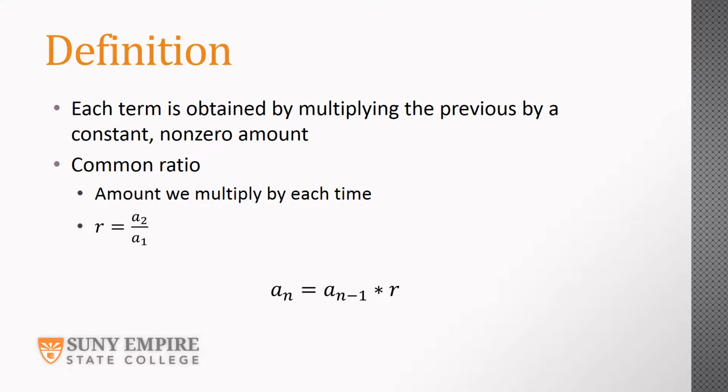The basic idea of a geometric sequence is very similar to that for an arithmetic sequence. In geometric sequences, we obtain the next term by multiplying by a constant, non-zero amount. This amount by which we multiply is called the common ratio. To find the common ratio, divide the second term of the sequence by the first. The formal definition for a geometric sequence is that a sub n equals a sub n minus 1 multiplied by the common ratio r.